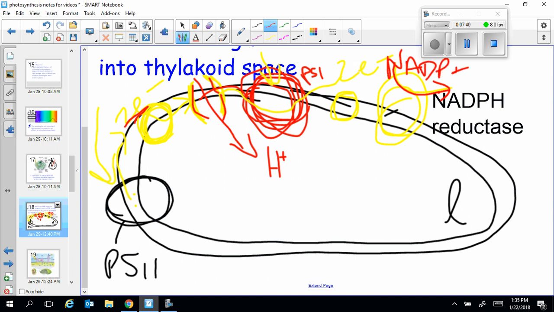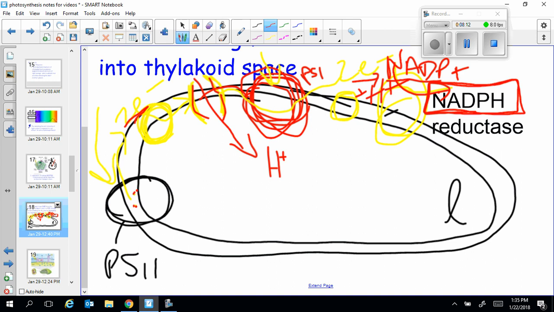NADP plus. All right, if you take NADP plus and you reduce it, reduction in chemistry is, remember OIL RIG from chemistry? RIG, reduction is gaining. So these 2 electrons are going to go with the NADP plus, and you're also going to add a hydrogen ion, and that's how you form NADPH.